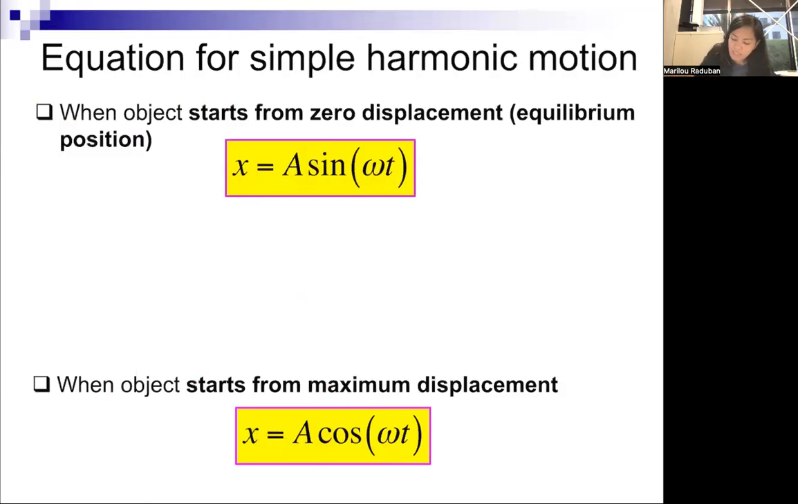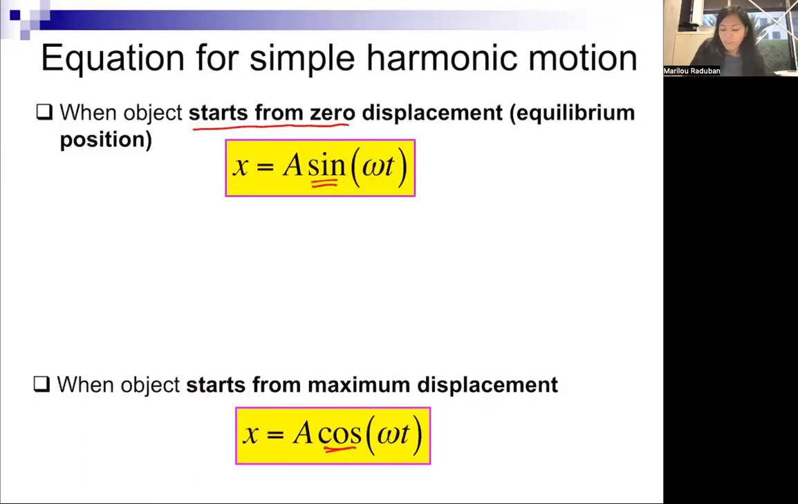For the first case, where you have a sine function, this is when the object starts from zero displacement, from the equilibrium position. Okay? And we'll look more into the graphical representation of that in the next slide. But for the cosine function, if you use a cosine equation to describe the simple harmonic motion, that's when the object starts from the maximum displacement.